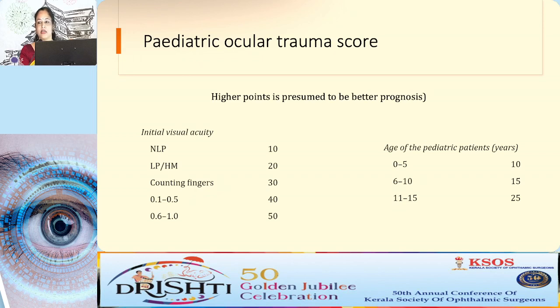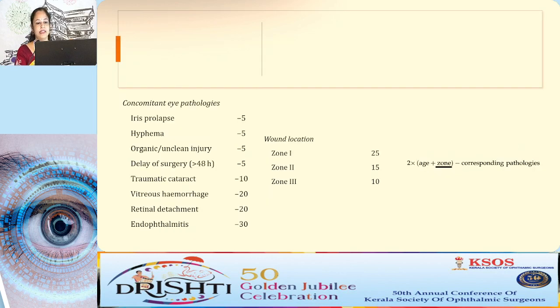As you can see, the points that have been given on the right-hand side are reduced for the pediatric cases, okay? The higher the points, the better the prognosis is presumed to be. And you can see that here, age is given as a criterion, not like in adults. In adults, as I told, visual acuity and RAPD are given importance, but in pediatric cases, you have to look at the age, and that determines the prognosis. The lesser the age, the worse the prognosis may be.